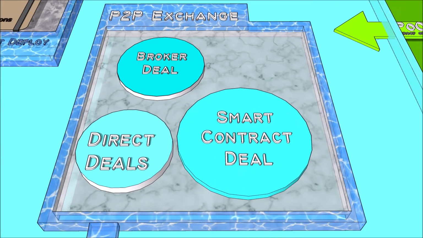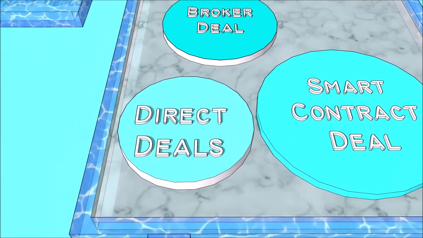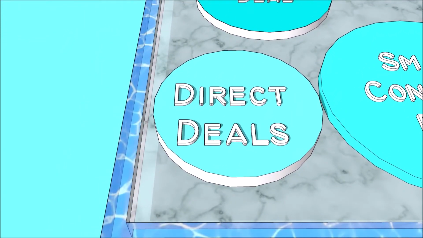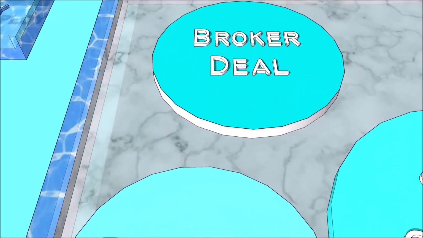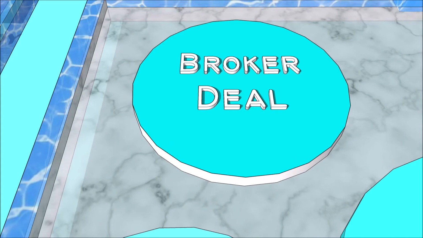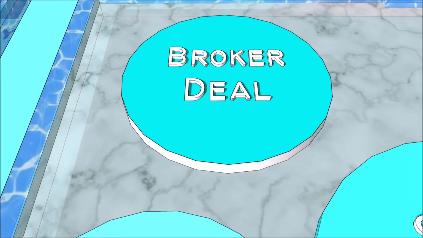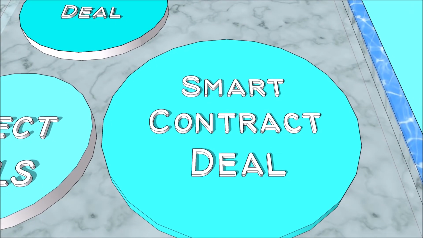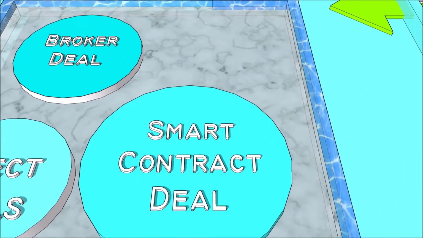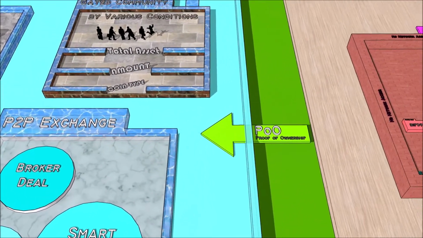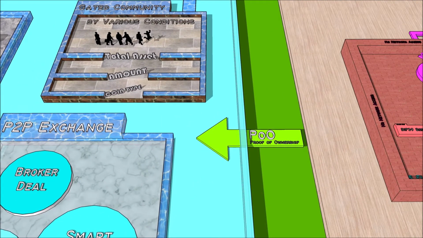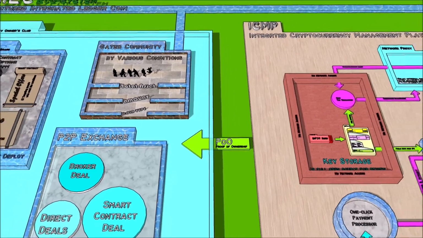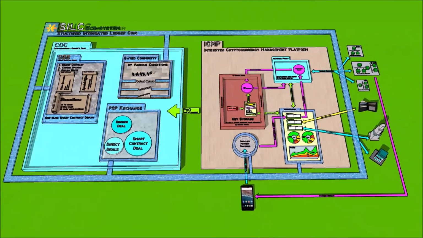P2P exchange allows a variety of transactions, including tokens and cryptocurrency, among ICMP users. In particular, regarding virtual currency, there are direct deals, broker deals, and smart contract deals. All transactions are proven by POO proof of ownership, so transparent and safe transactions are possible.